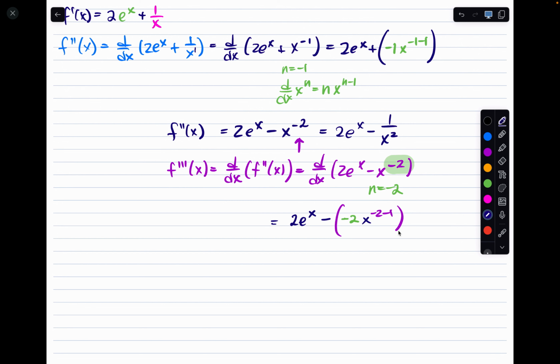The final answer to f triple prime in this case is 2e to the x plus 2x to the negative 3. And you're welcome to rewrite this as 2e to the x plus 2 over x to the third if you would like.